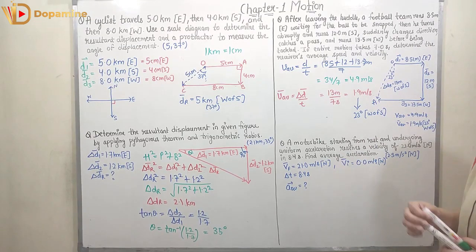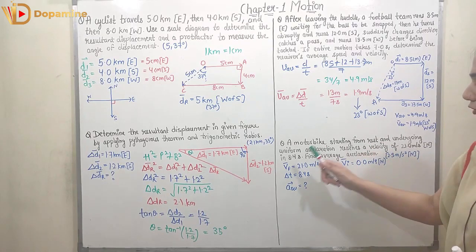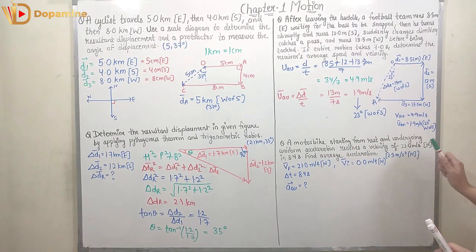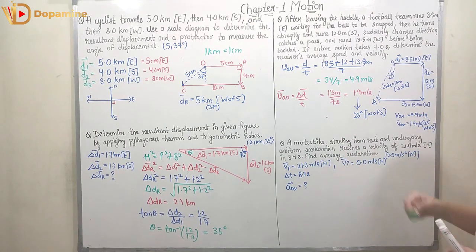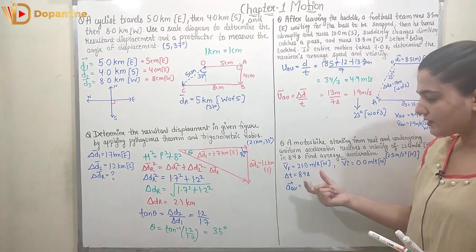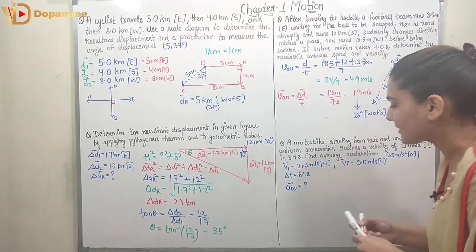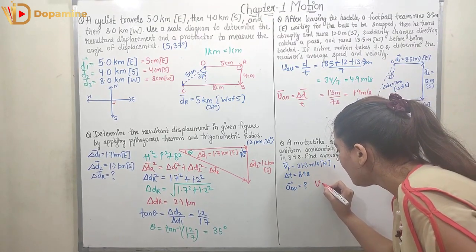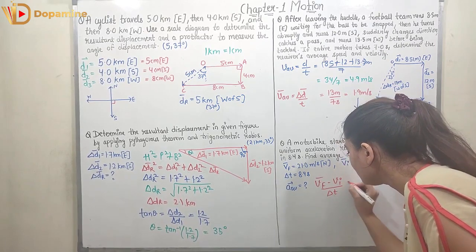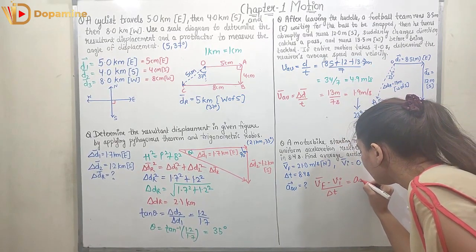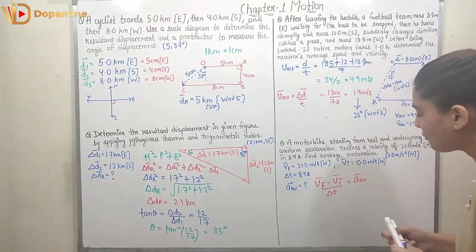Now coming to the last question for the day, we have a motorbike which is starting from rest and, undergoing uniform acceleration, reaches a velocity of 21 meter per second north in 8.4 seconds. Find the average acceleration. So we have the final velocity, we have the initial velocity, we have the total time. Now the average acceleration has the formula V final minus V initial upon the change in time. So it will be equal to acceleration average, right? All of these are vector quantities. So let's put the values.